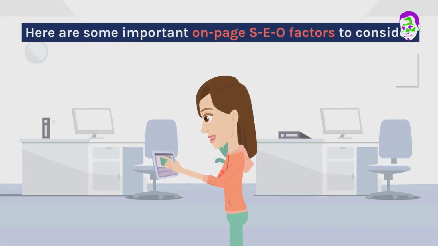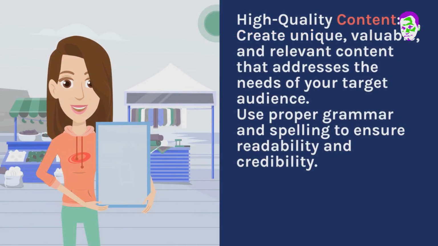Here are some important on-page SEO factors to consider. High-quality content. Create unique, valuable, and relevant content that addresses the needs of your target audience. Use proper grammar and spelling to ensure readability and credibility.